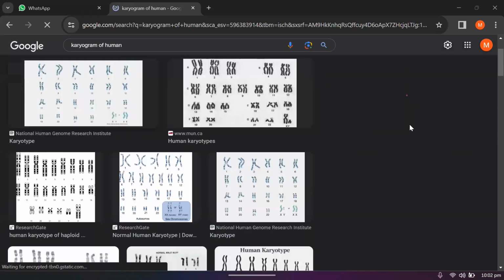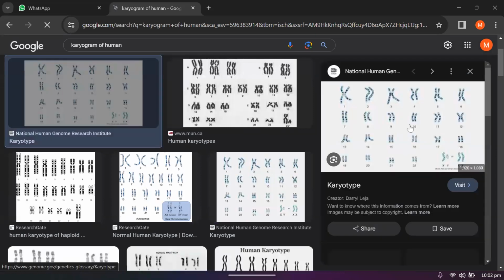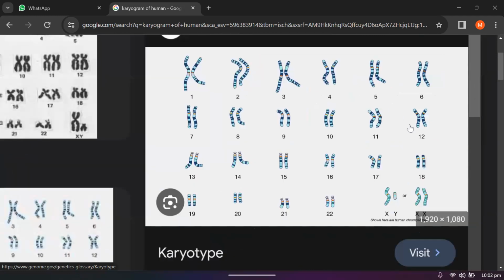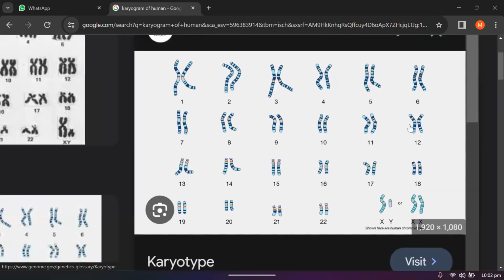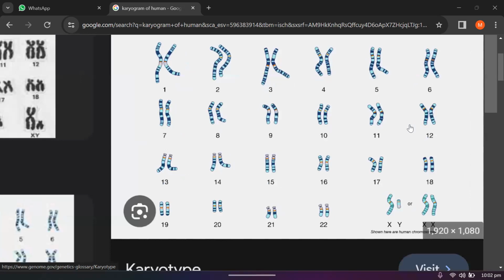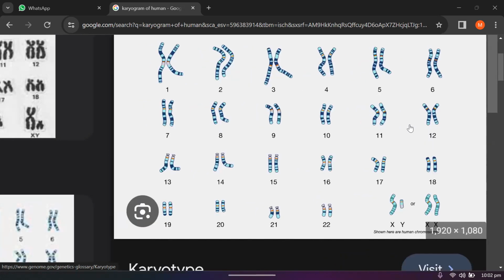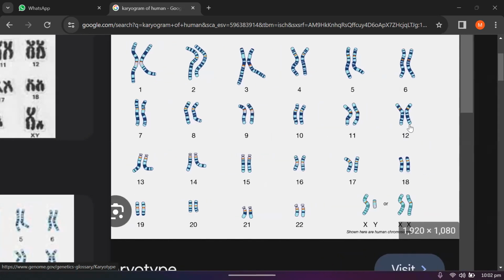If you see this image, this is the karyogram, and you can clearly see the number of chromosomes, and you can also see the pairs of chromosomes, right? There are 23 pairs, but actually the 22 pairs are the autosomes, and the 23rd pair is different in males and females. You can see that the 22 look similar to one another, and the 23rd is basically the sex determining chromosome.